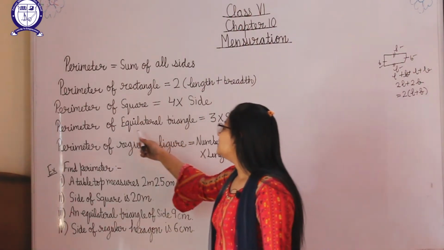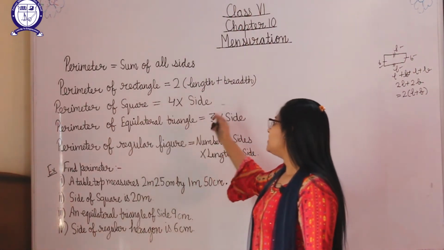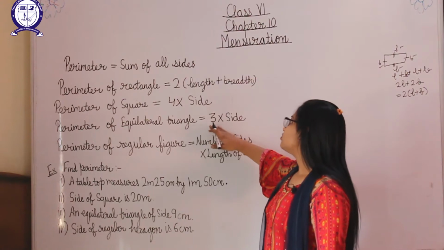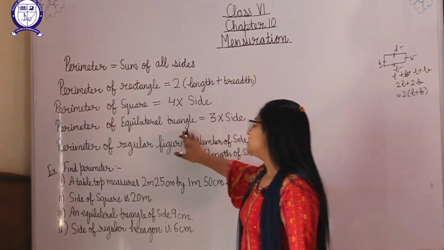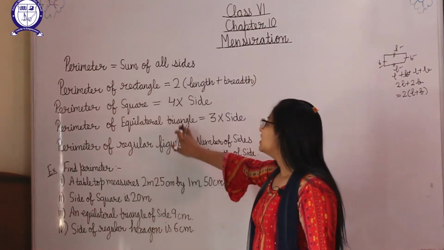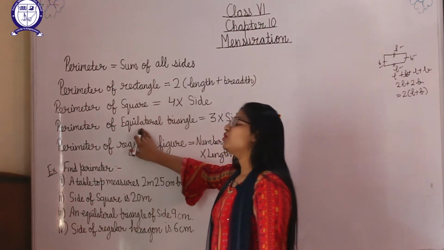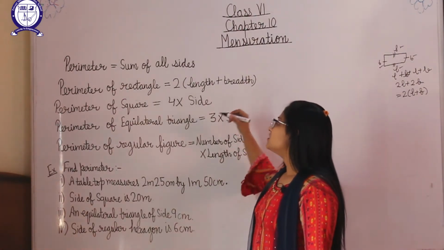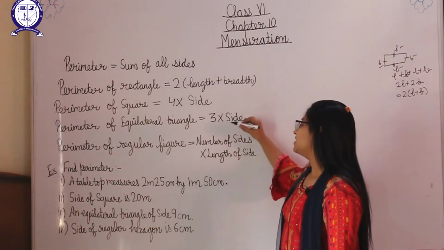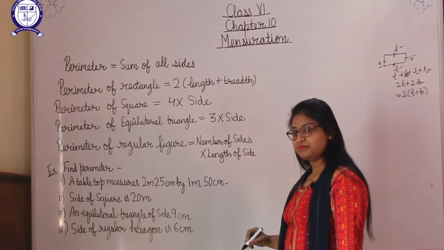Okay, similarly, the perimeter of an equilateral triangle is 3 into side. Why 3 into side? Because we know that in a triangle there are 3 sides, right? And if it is equilateral, all the 3 sides must be equal. So the perimeter of an equilateral triangle is 3 multiply side.